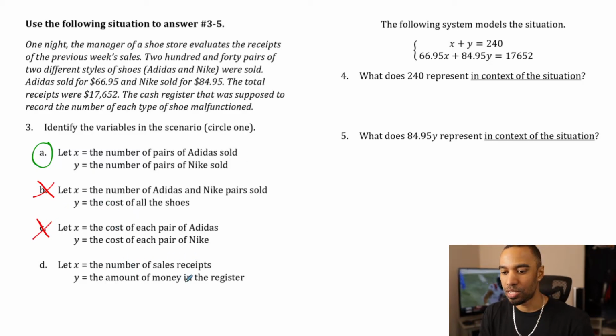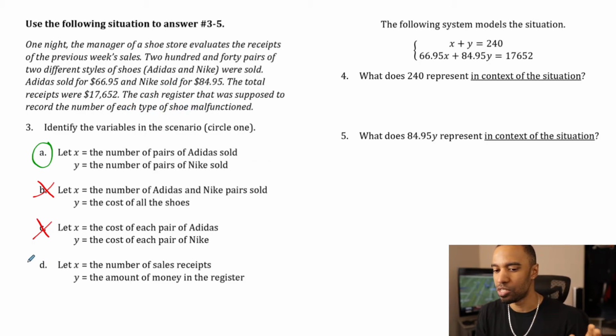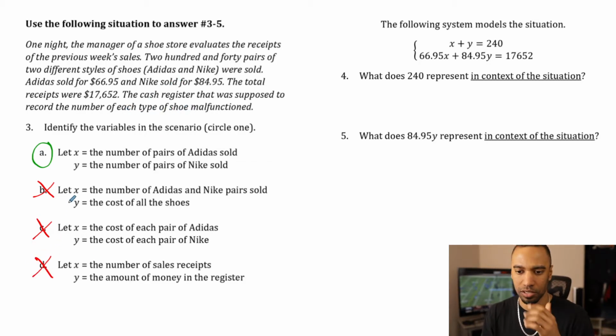The number of sales receipts and the amount of money in the register. Well, I don't know if the amount of money in the register is this or not. And the number of sales receipts might be equivalent to the 240 pairs of shoes, whatever, but that's not information that we need. The each type of shoe thing malfunction, this is not the information that we need here. This is bogus, if you will. It's going to be A.